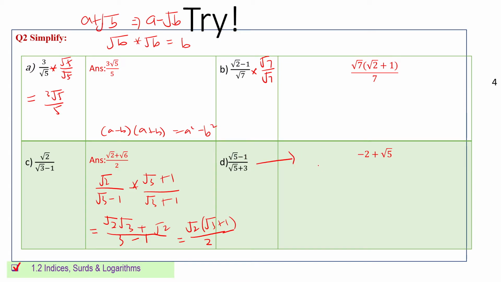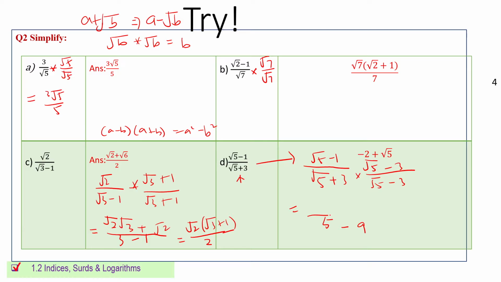Okay, so how about the second one? The operator here is a plus, so we are going to multiply with a conjugate with a negative 3. Then the numerator is 5 minus 1, and when multiplying the conjugate we must always multiply a pair, so the denominator is 5 minus 9, a square minus b square.